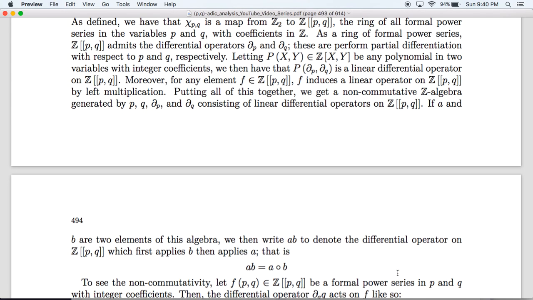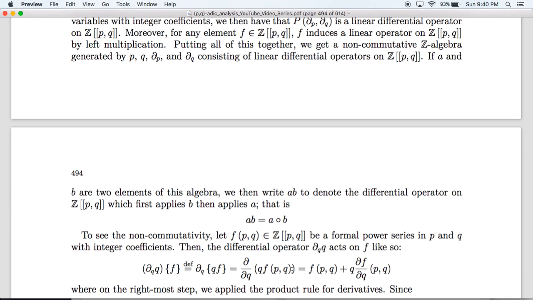If A and B are two elements of this algebra, we'll then write AB to denote the differential operator given by composition, A of B. To see the non-commutativity, let f of P, Q be a formal power series with integer coefficients. Then the differential operator ∂_Q Q acts on f like so.